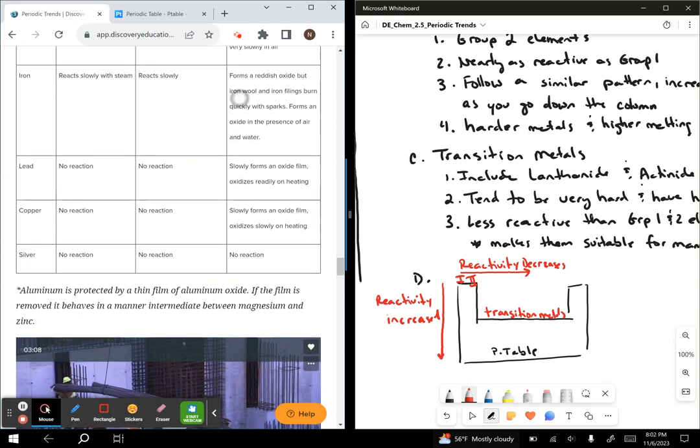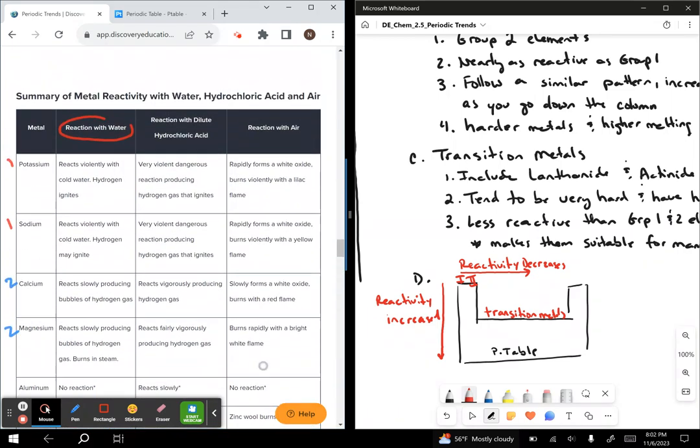So they're going to go through a number of these metals, and they're going to talk about the different ways that these things react, okay? Reacting with water, reaction with a dilute acid, and reaction with air. Okay, so there you go. So familiarize yourself with that and get a general sense for these different metals and their position on the periodic table as you read this summary of reactivities, okay?